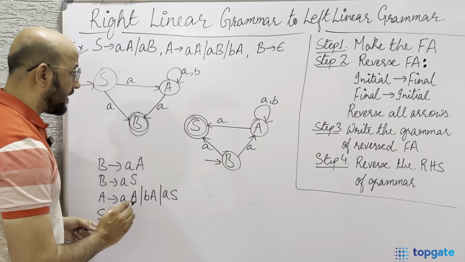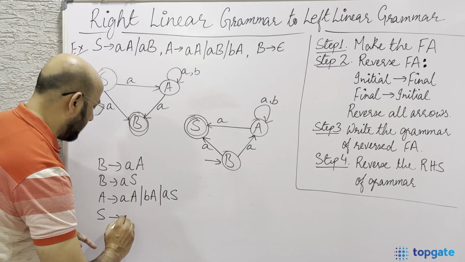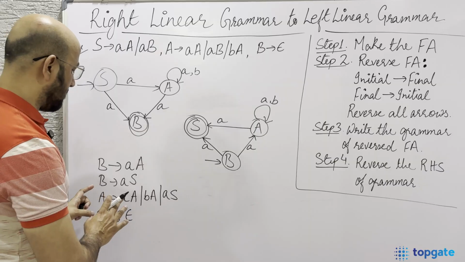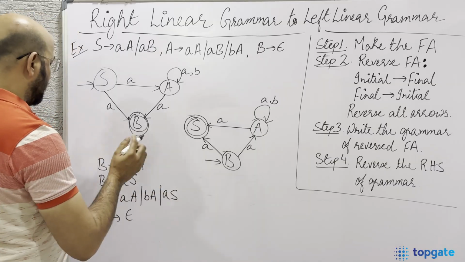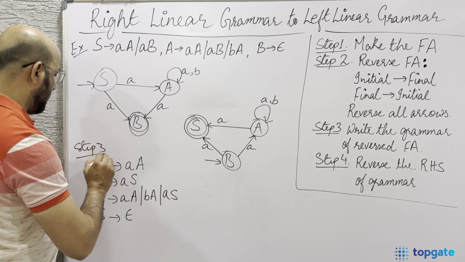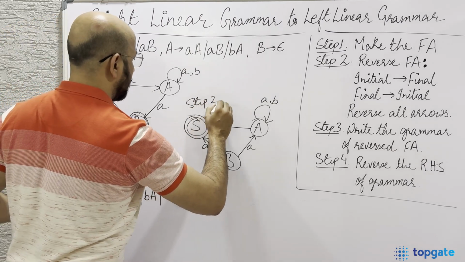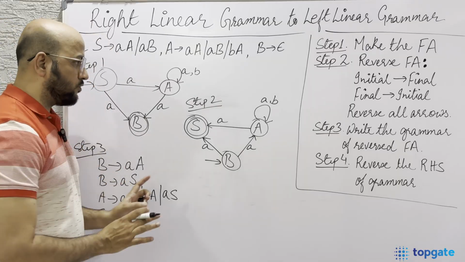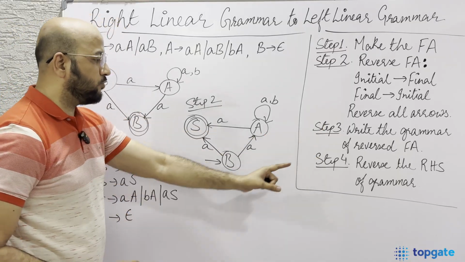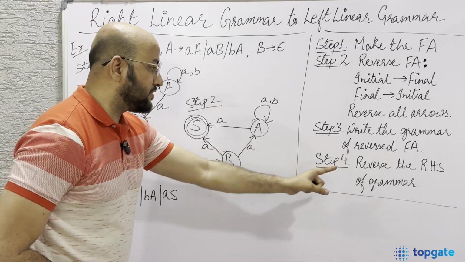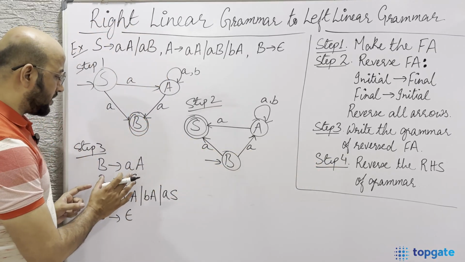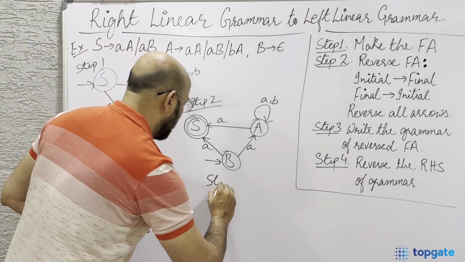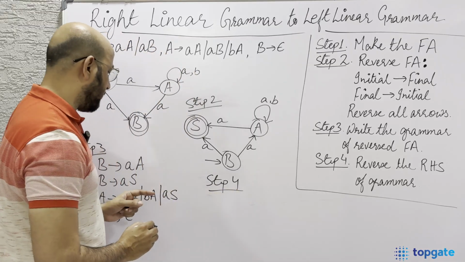S is not having any outgoing edge, and since it's a final state, I just simply derive epsilon from S. So this is my step 3. Okay, so let's write, this is my step 3, this was my step 2, and this is my step 1. So this is the grammar that we have got after completing step 3. Now step 4 says that now we have to reverse the RHS of this grammar. That means this part has to be reversed. So let's write step 4 also by reversing the RHS of this particular grammar.